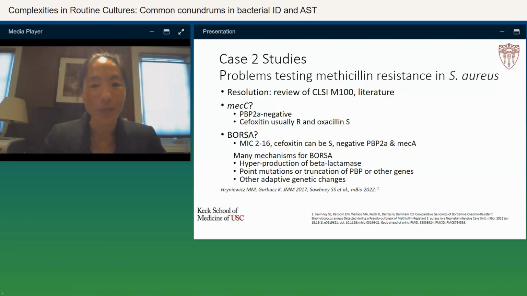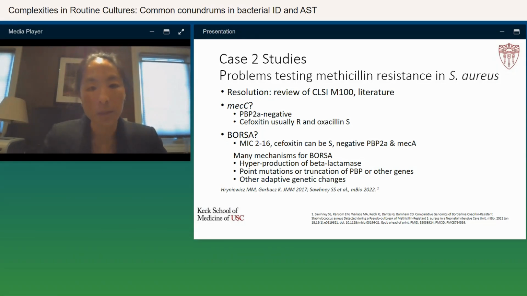And what do we do? I'll show you in a little bit. The CLSI M100 has very valuable guidance to follow in this case. I also just reviewed the literature to better understand what the possible mechanisms are to explain discordance in such cases. So there's a couple described here, and I have a more complete table coming up in a little bit.